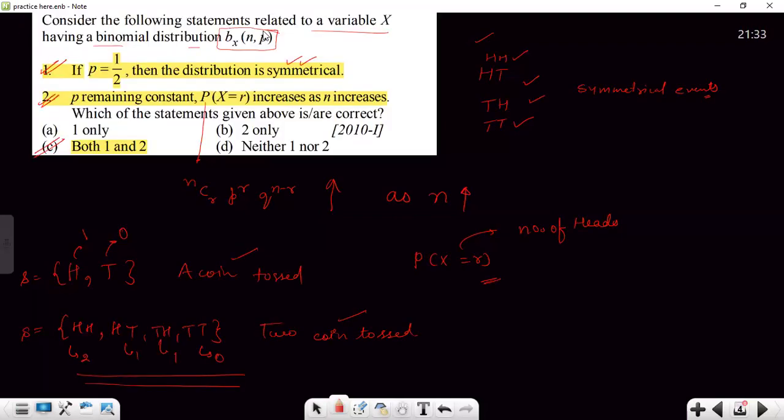Any doubts, anyone? No, sir. Yeah, please remember, we have also talked about this same example while discussing probability distribution.